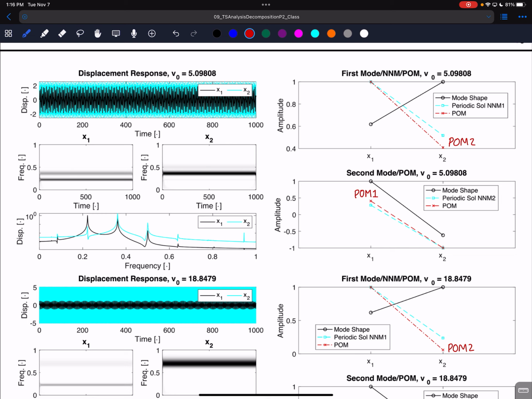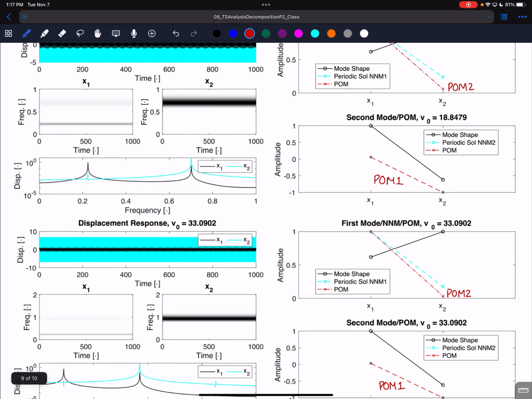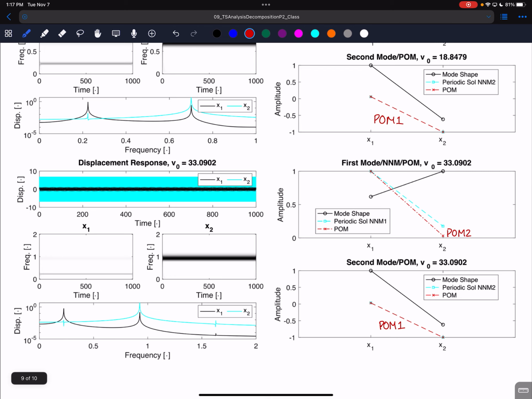Okay, so in this case, the first palm is more representative of the second mode, and the second palm is more representative of the first mode. And this has to do with some type of mode switching that occurs in the NNMs, which we won't go into. Same thing at higher energy. Eventually, this actually becomes a linear response in some sense, and the palms will start to match and line up with the actual periodic solutions of the NNMs, although in this case you can see that they've also switched in terms of amplitudes, and the second palm is now more representative of the first mode, and the first palm is representative of the second mode.